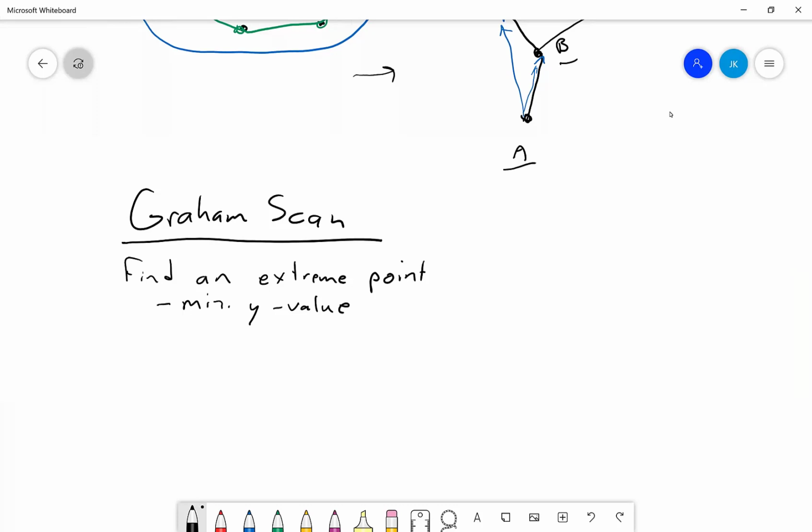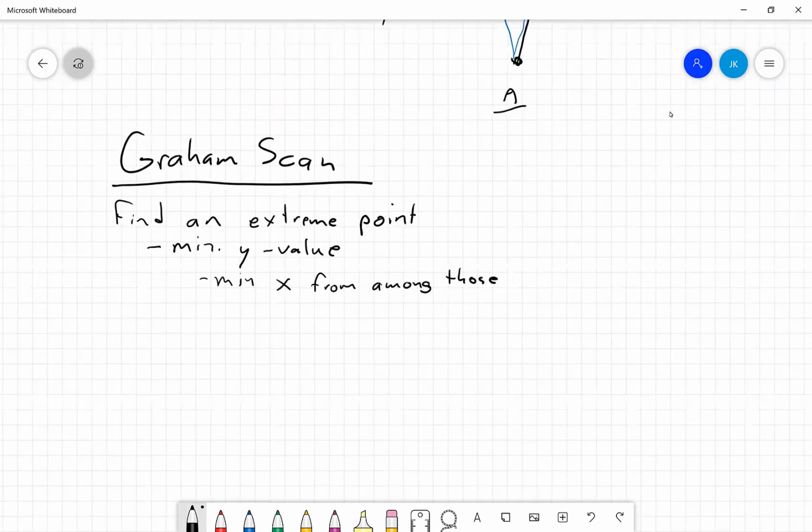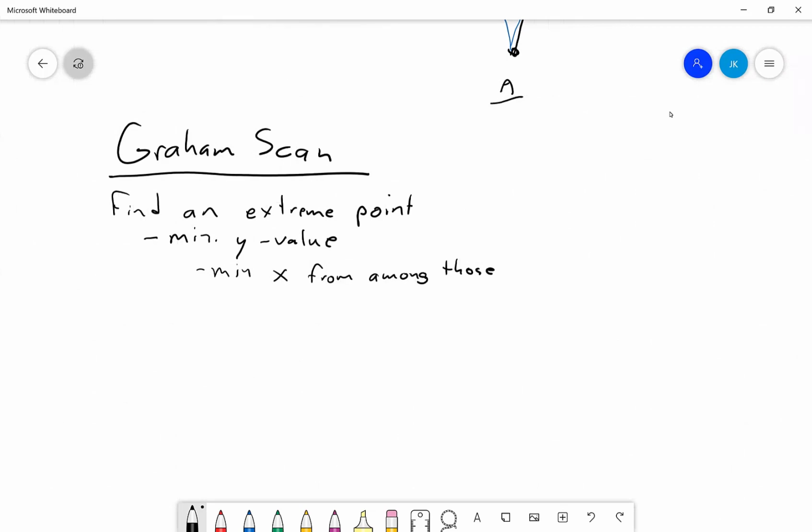Okay, so I'm going to find the minimum y value, which is going to be the extreme point that I care about. And if there's a tie, then I will take the min x from among those. So remember that for geometry problems, you need to be careful about things like ties. You need to make sure that you handle all of that. It's important to always handle those special cases. It's not like there's just a single minimum y value.